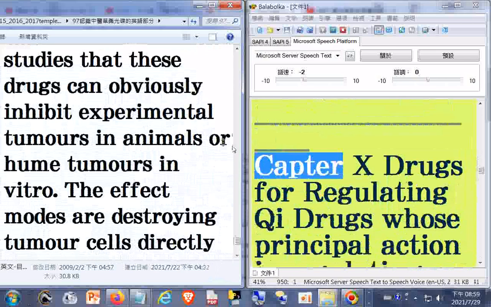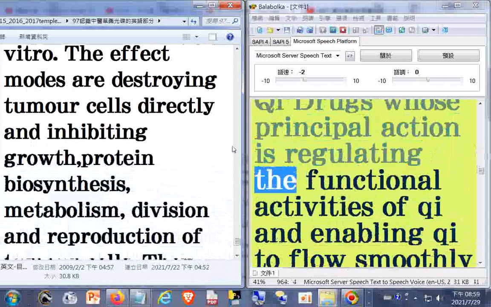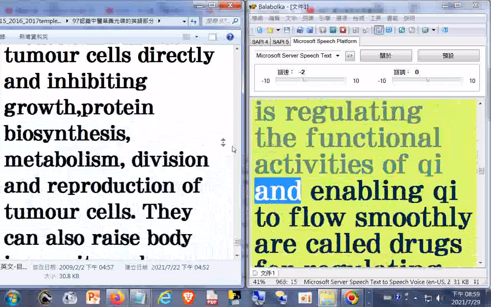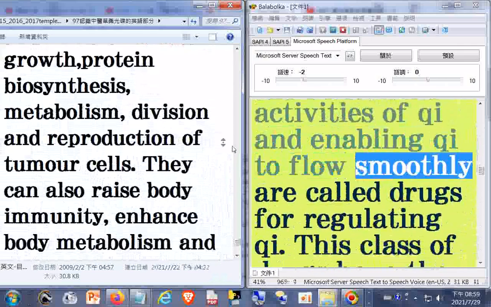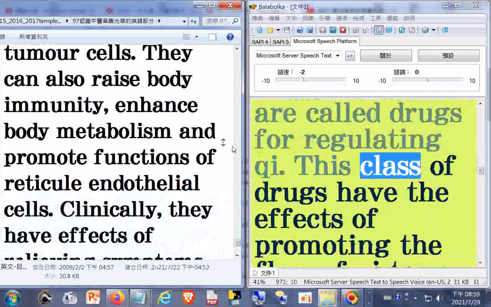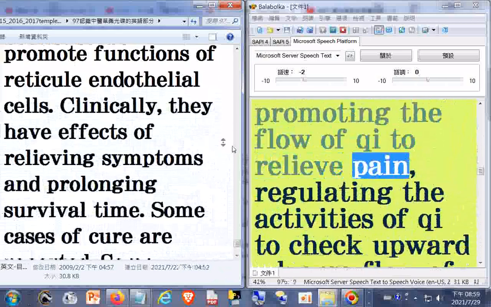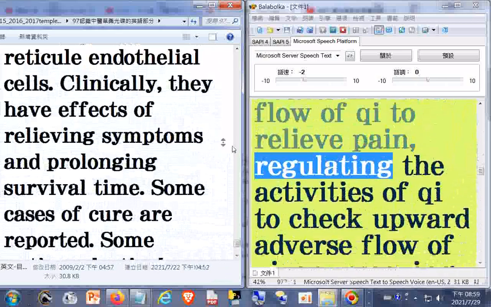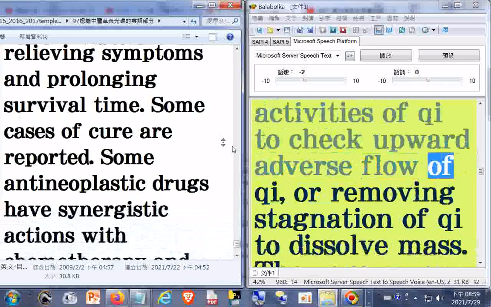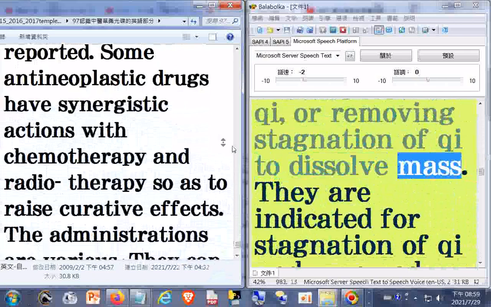Chapter 10 Drugs for Regulating Qi. Drugs whose principal action is regulating the functional activities of qi and enabling qi to flow smoothly are called drugs for regulating qi. This class of drugs have the effects of promoting the flow of qi to relieve pain, regulating the activities of qi to check upward adverse flow of qi, or removing stagnation of qi to dissolve mass.